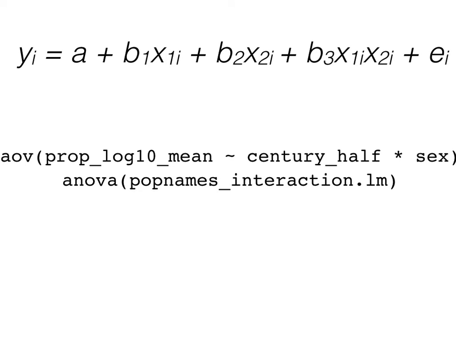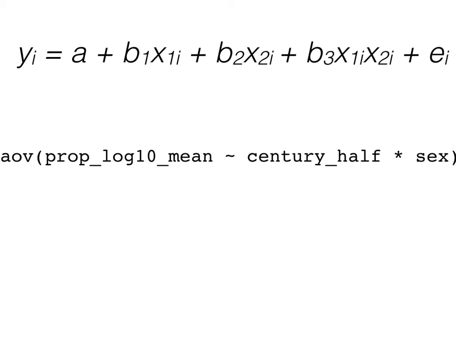But to do this, you must directly feed the call a pre-made linear model. For example, here I made the linear model popnamesinteraction.lm and then fed that into my ANOVA call. You don't have to do this for the AOV call, so we're going to ignore the ANOVA call. Just as for linear models, first we have our Y values, a tilde, then our x1, then our x2, and our interaction term is built in via the use of the star between the variables.